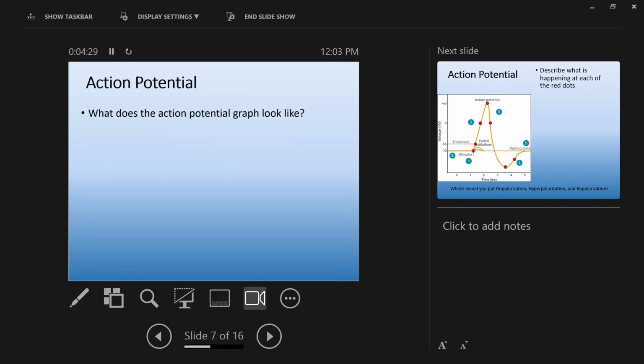All right, action potential. Could you draw me a graph? Could you set it up? So talk to your neighbor, see if you could build an action potential graph.